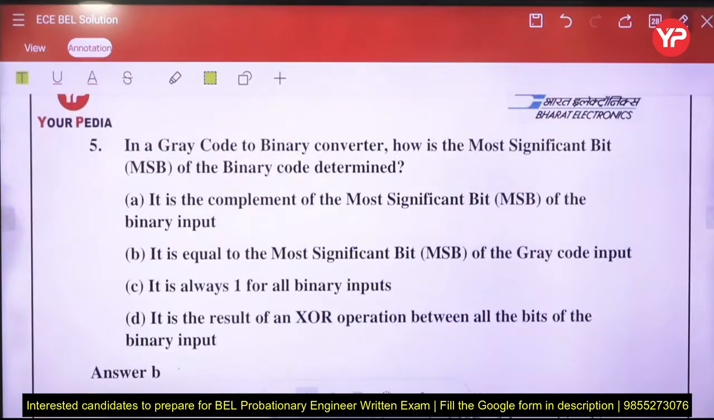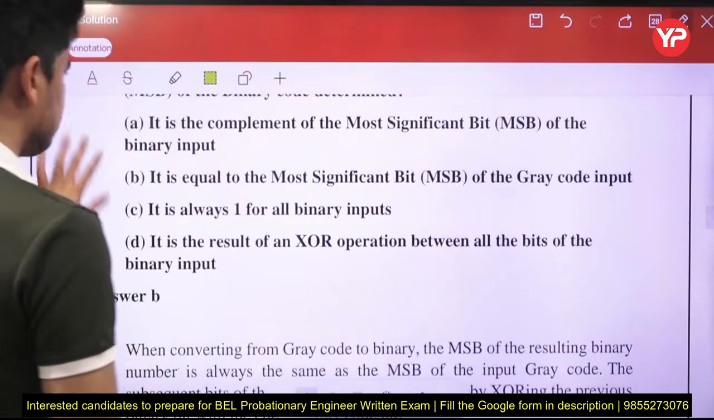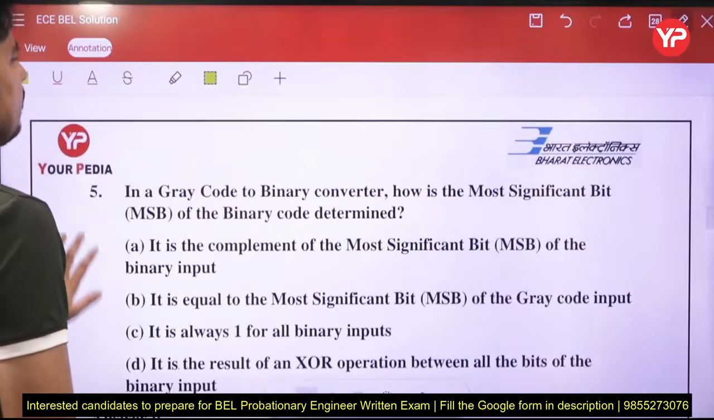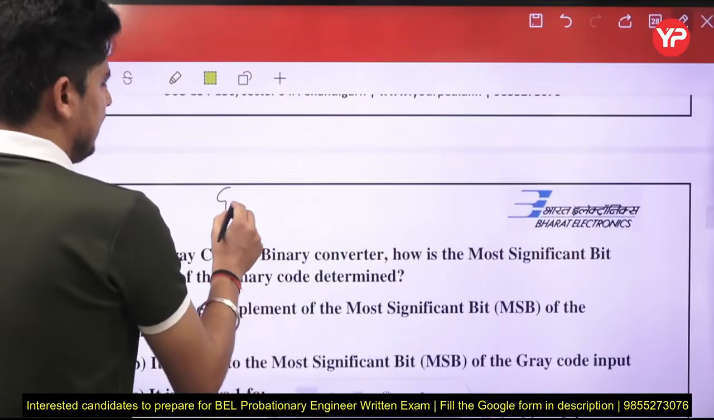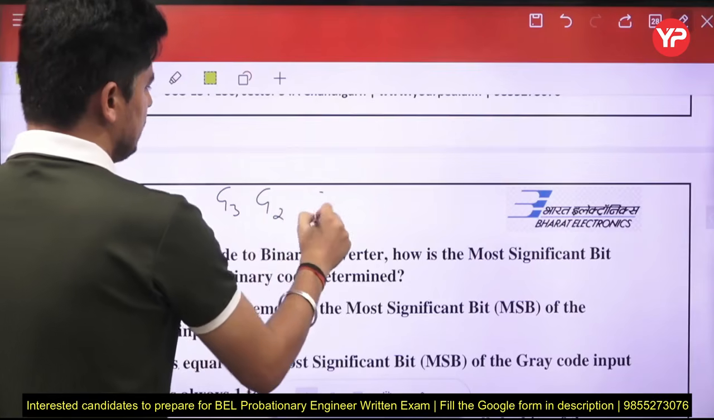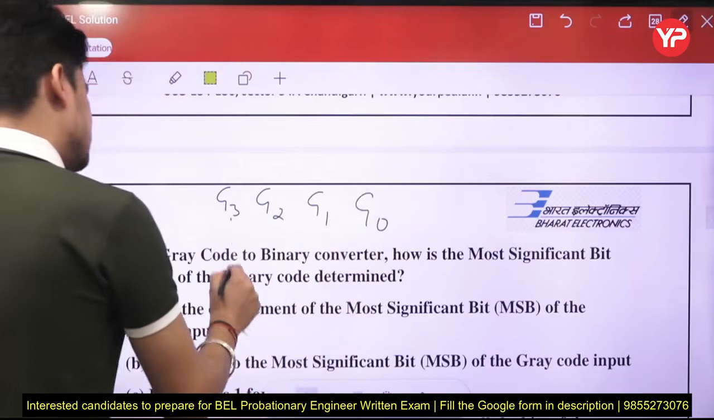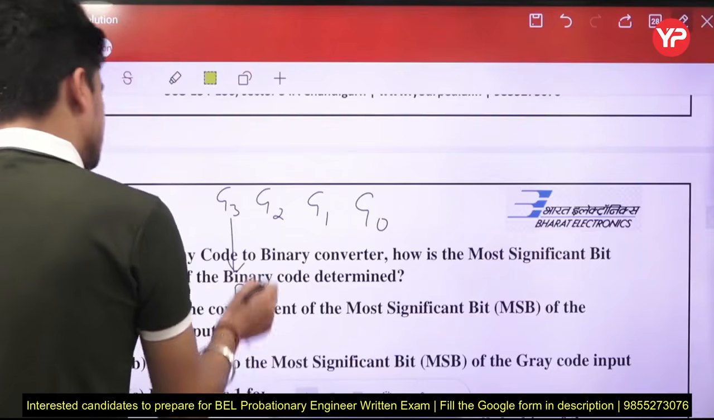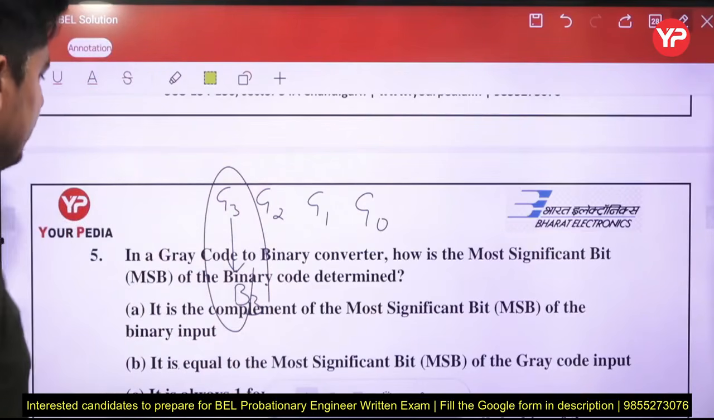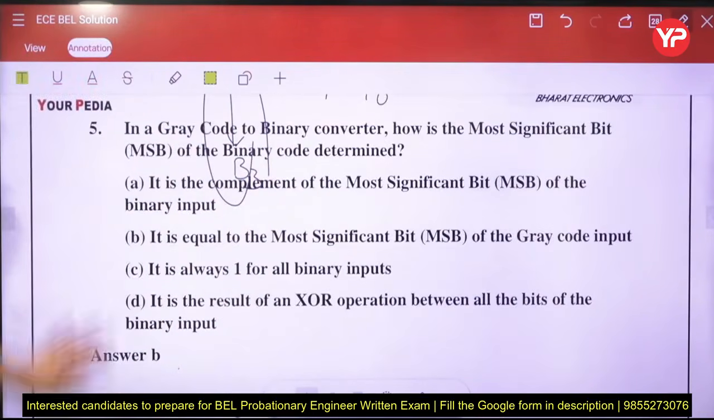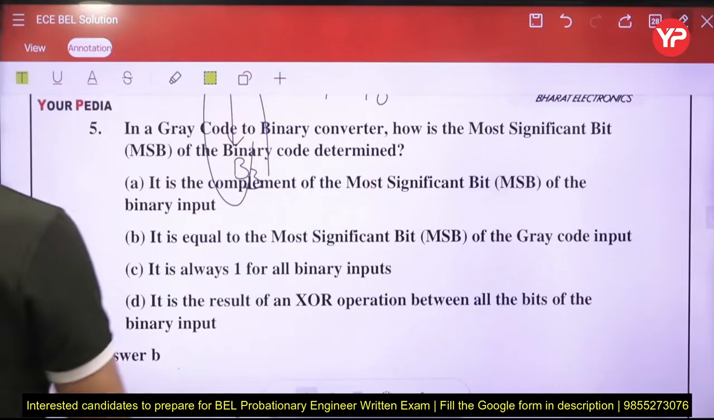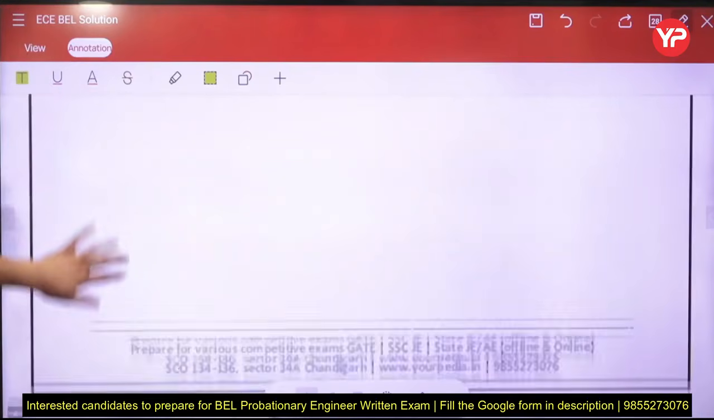In a gray code to binary converter, how is the most significant bit of the binary code determined? Whenever you are doing gray to binary conversion, you have a gray code, like G3, G2, G1, G0. So G3 is directly written as B3. These two bits are the same. Then we do the XOR of the other bits to get the next bits. So the most significant bit of the binary output equals the most significant bit of the gray code input. So the answer is B for this one.